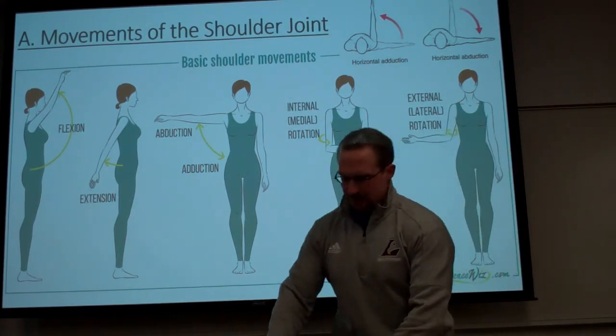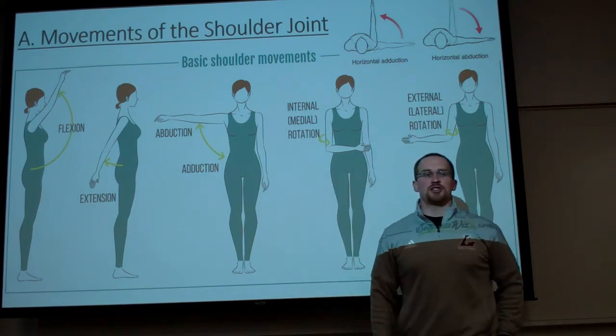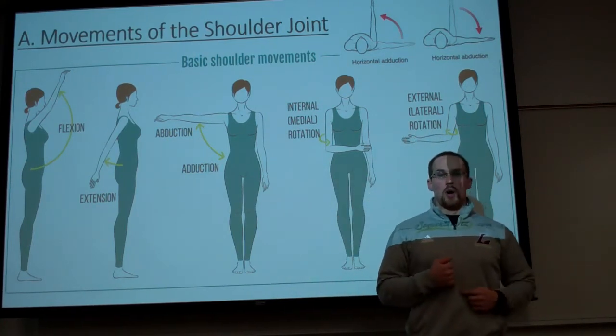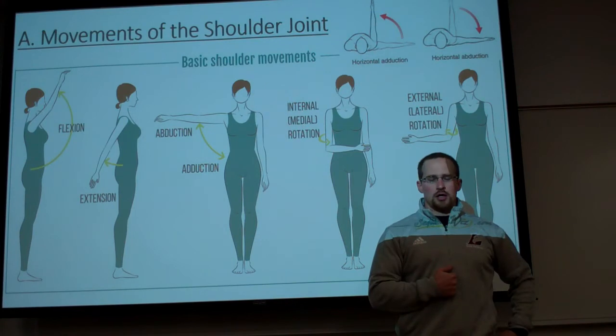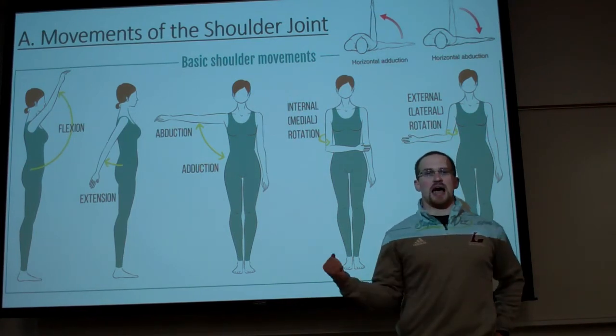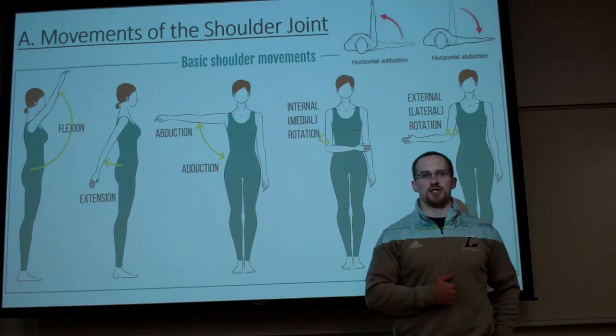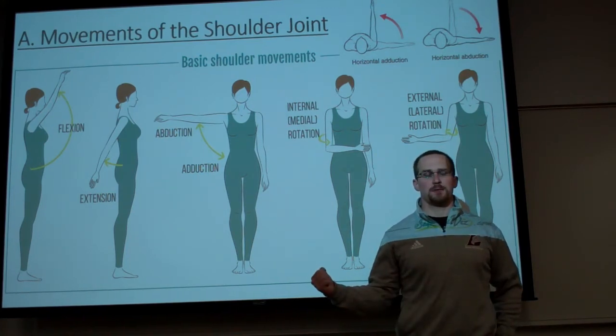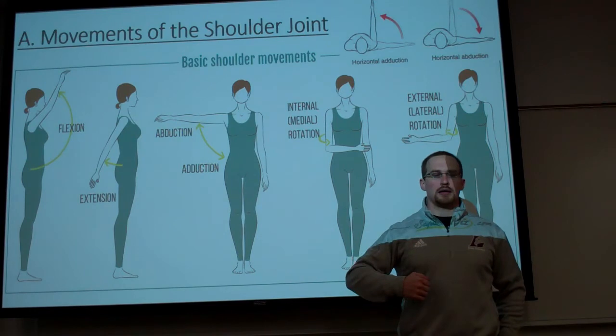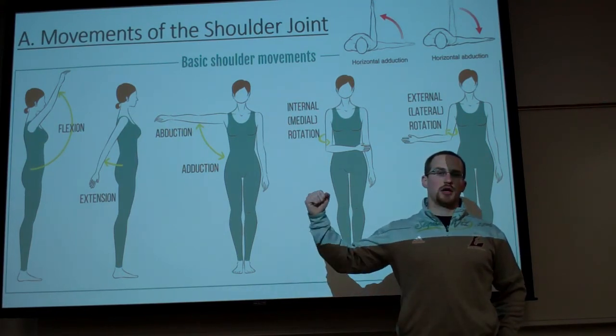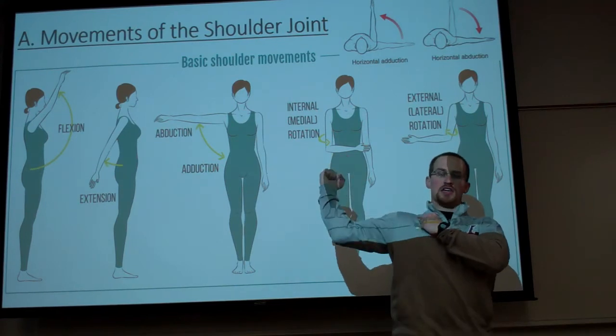Last two, we've got internal and external rotation. External rotation would be when the humerus twists out. So this would be external rotation. Start, finish. Even my elbow comes away from my side. Start, finish. I'm rotating the humerus out.